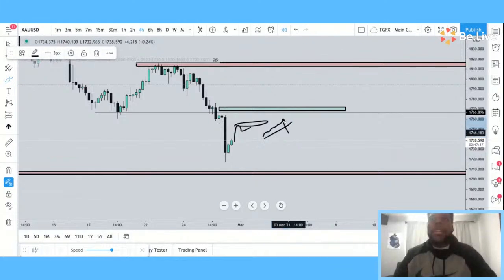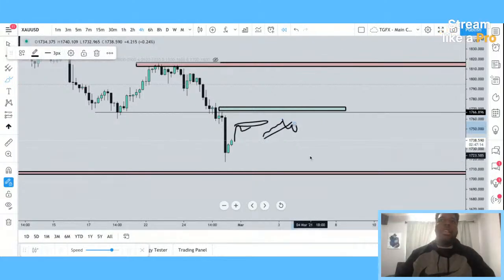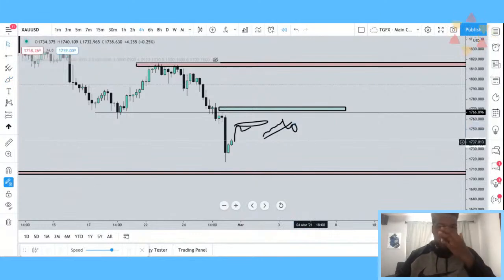Draw your trend line, wait for the break, retest, and then take it off of some kind of bearish candlestick pattern, like engulfing, all that good stuff.